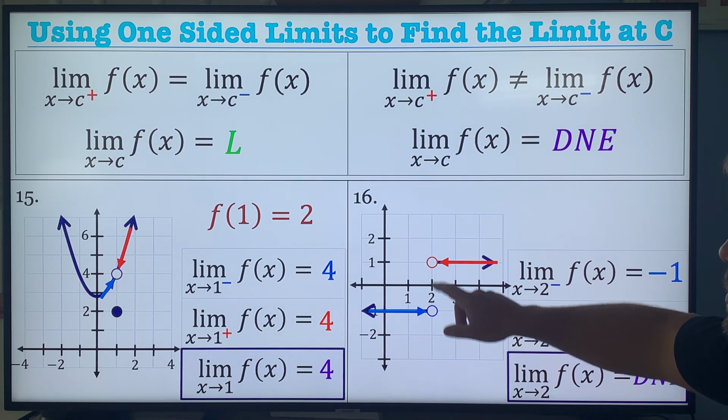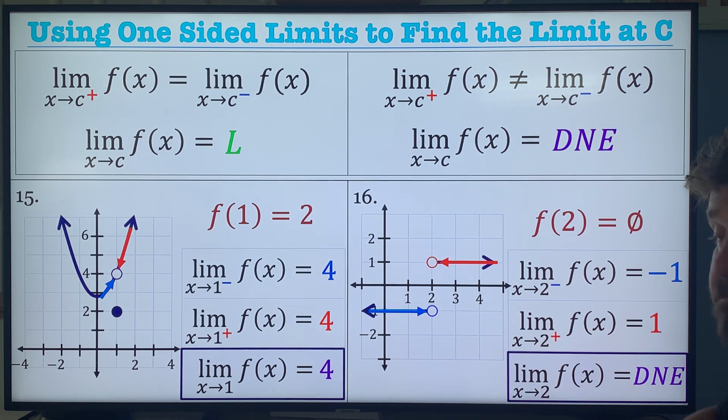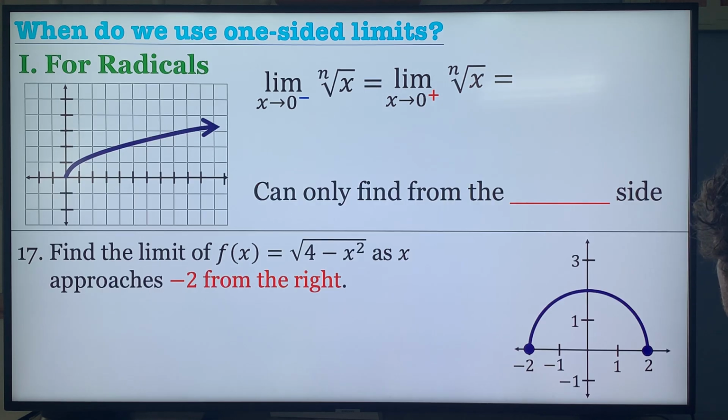Now, what is the actual f of 2 here? Because nothing's filled in, f of 2 is undefined. All right, that's it. Got it? Awesome. All right, next one.